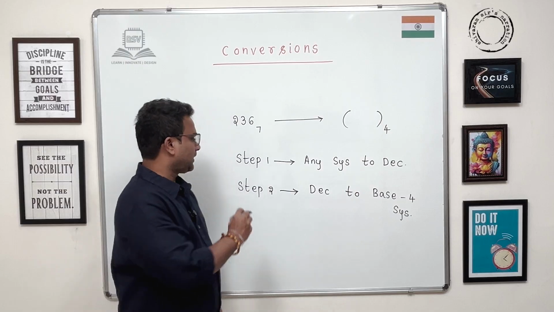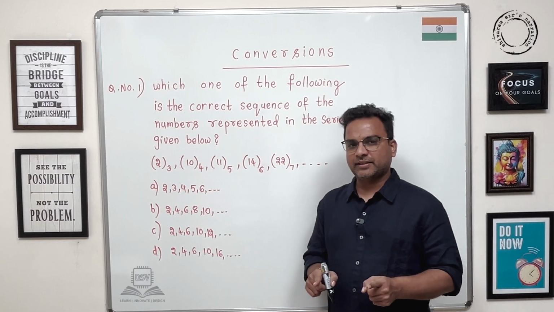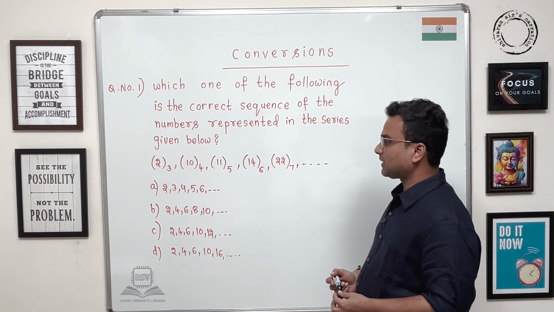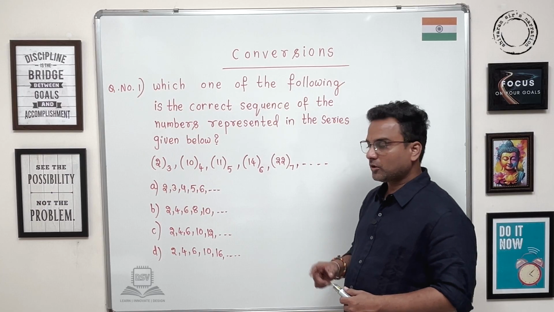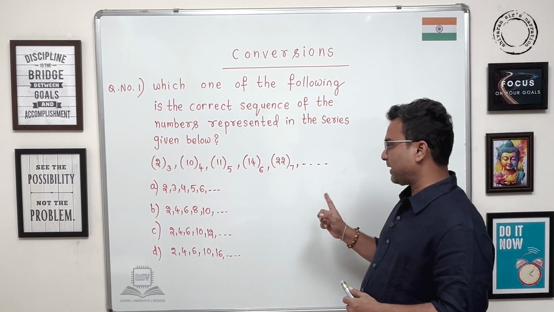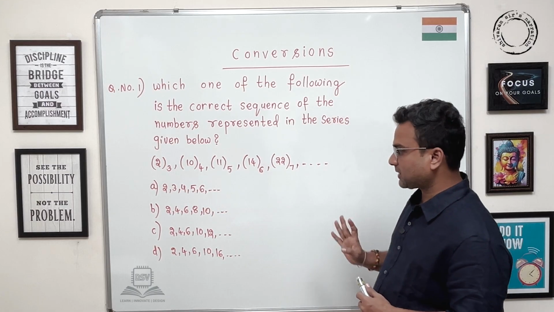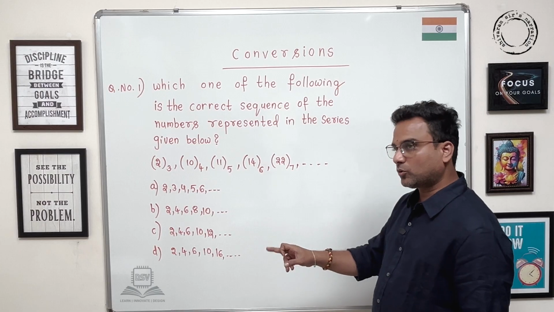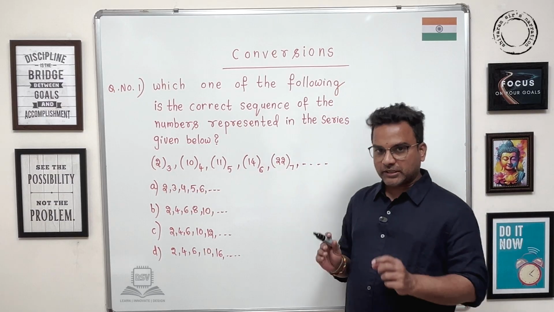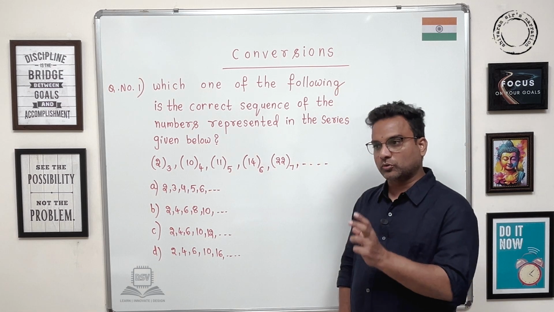First, let's see step 1. Any system to decimal. Let's see this question. Which one of the following is the correct sequence of the numbers represented in the series given below? 2 base 3, 1 0 base 4, 1 1 base 5, 1 4 base 6, 2 2 base 7. They are in decimal. 2, 3, 4, 5, 6, 2, 4, 6, 8, 10, 2, 4, 6, 10, 12, 2, 4, 6, 10, 16. This question is all about how you can convert a particular number system to decimal.